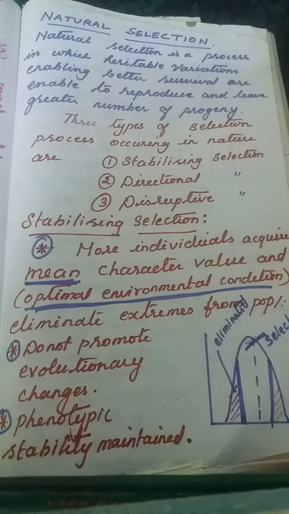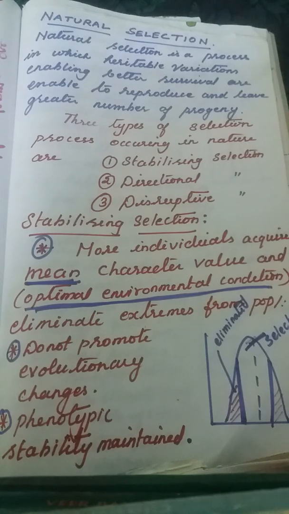There are three types of selection process occurring in nature: stabilizing selection, directional selection and disruptive selection. The first one is stabilizing selection.